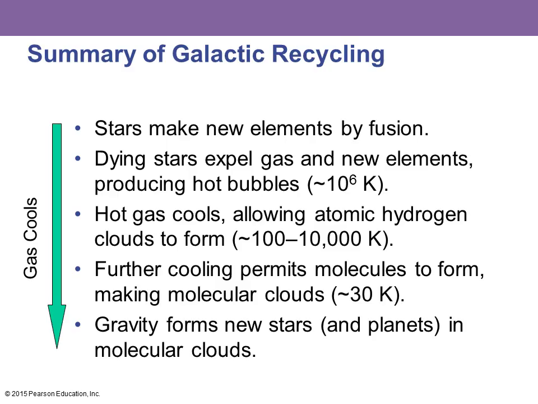So here's a good summary. The stars make new elements by fusion. We already know that. The dying stars give off gas and new elements, producing these bubbles. 10 to the 6th would be about 1,000,000 kelvins. And then the hot gas cools, allowing atomic hydrogen to form. Further cooling permits molecules to form. And then last but not least, gravity forms these new stars, and of course the planets with them, in molecular clouds.